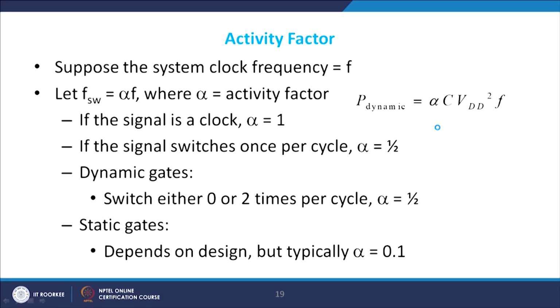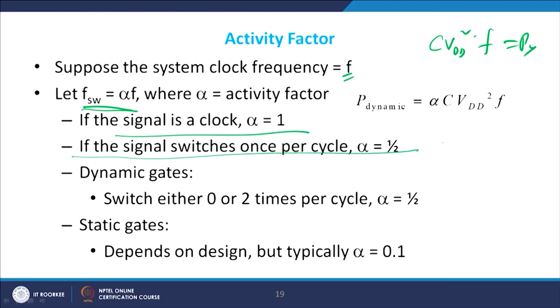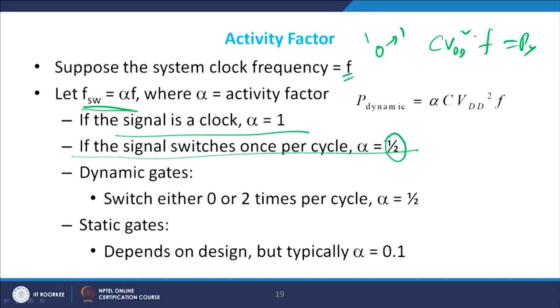Now, suppose the system has a system clock of F, then F_SW is, let us suppose, alpha times F, where alpha is the activity factor. Now, if the signal is a clock, as I discussed with you, alpha will be equal to 1, and therefore I will get C VDD square multiplied by F as P dynamic. Similarly, if the signal switches once per cycle, so there is a 0 to 1 transition between one full cycle of the input, we get alpha equals 0.5 or 1 by 2. For static gates, alpha is typically 0.1, and if you are using a dynamic gate, it is 0.5 or 1 by 2. So, one important point is that the activity factor depends upon the type of logic you are choosing as well as on the structure you are choosing.